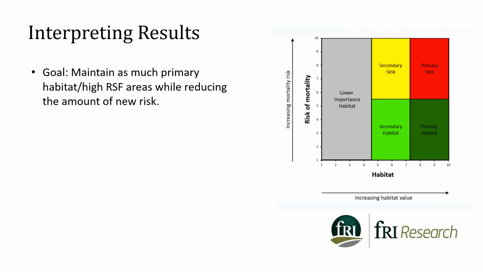All right, so we ran all the tools. We ran our habitat states tool, our area plots tool, our change detection tool, and now comes arguably the most important portion of our presentation, which is interpreting the results. And firstly here, I just wanted to reiterate the goal in all of this, and that is to maintain as much primary habitat / high RSF areas while reducing the amount of new risk to grizzly bears.